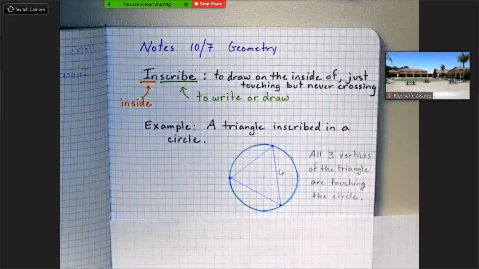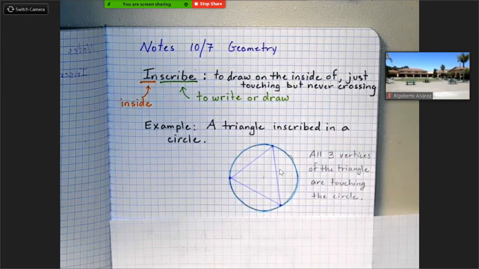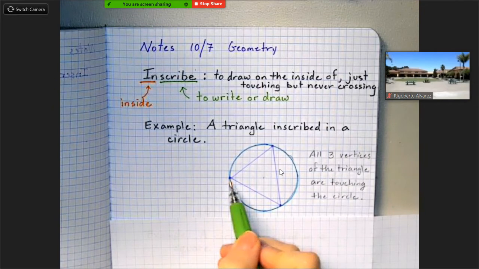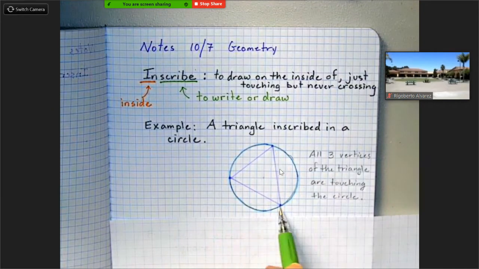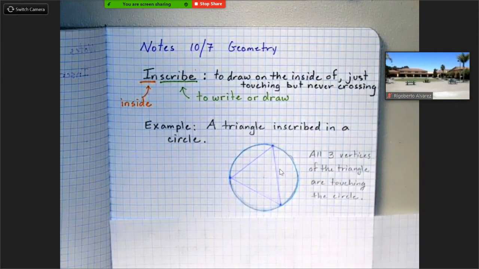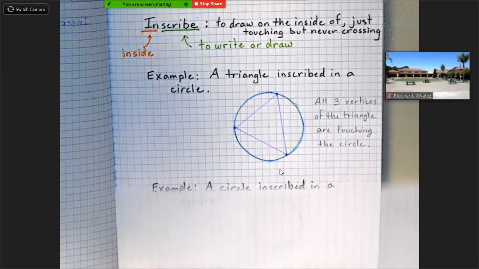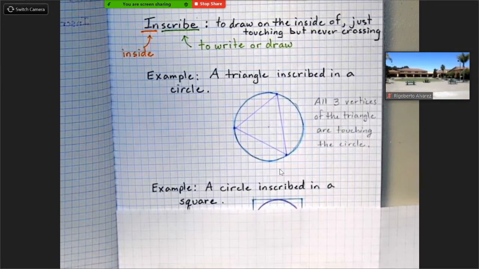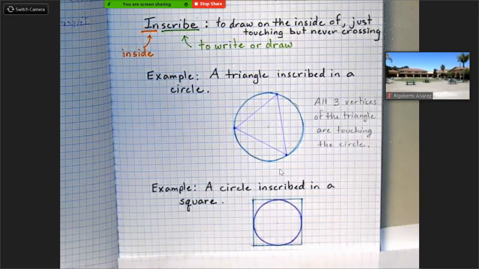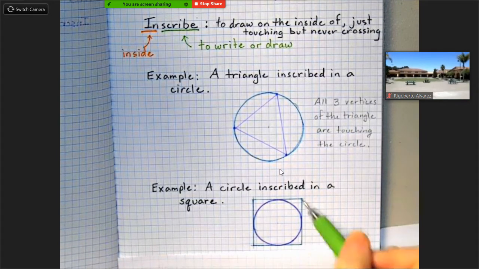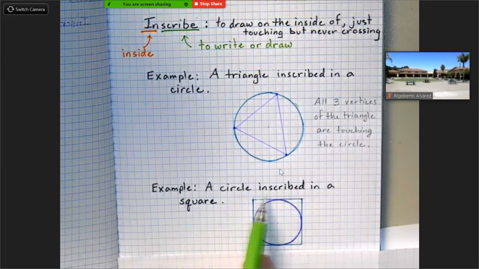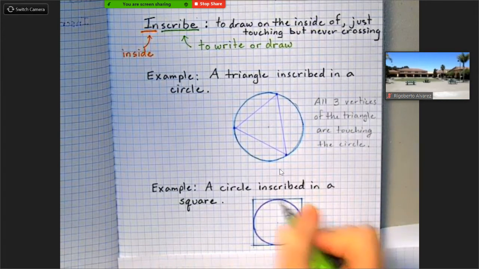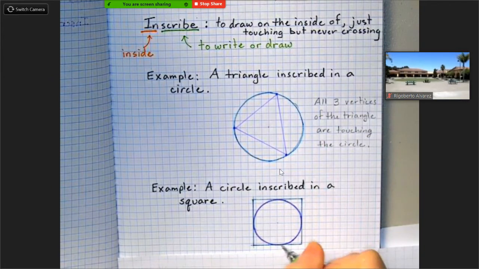Go ahead and pause the video if you need to in order to copy down the example nice and carefully. It's very important that the vertices are touching the circle. Okay, now here's another example. A circle inscribed in a square. So here the square is the outside shape and the circle is inscribed. The circle is drawn inside and you can see that it's just touching as many places as it can.